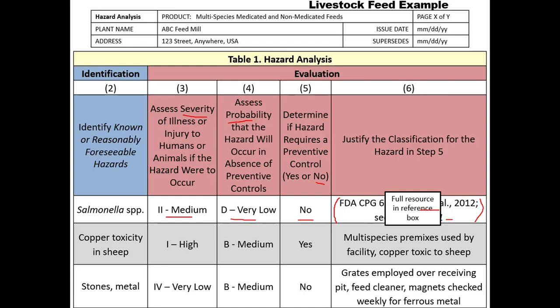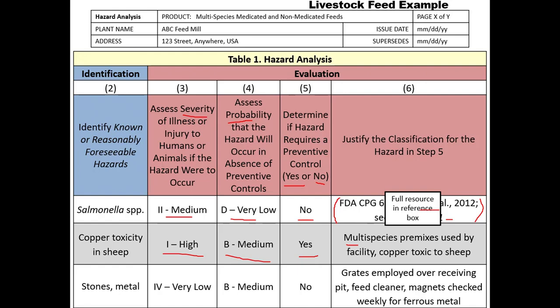Okay, let me go back here and let's take a look at copper toxicity. So remember, we're feeding livestock, so we are feeding sheep. Severity is going to be high. Copper kills sheep. We know that. Probability is assessed as a medium, and so yes, we are going to put a preventive control in place. Justification: multi-species premix is used by the facility. Copper is toxic to sheep.